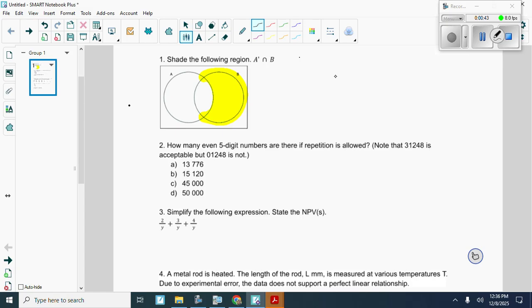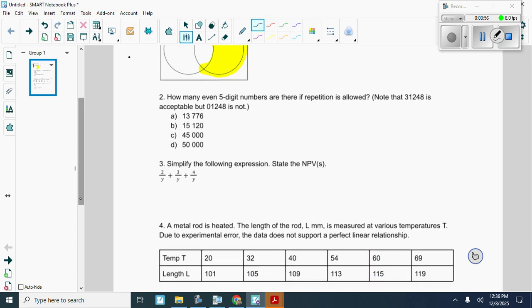How many even 5-digit numbers are there if repetition is allowed? So they even gave you a hint. It can't start with 0, because otherwise it wouldn't be a 5-digit number. So it can't be 0. It can be everything else, and it says even, so we've got 0, 2, 4, 6, and 8. So there's 5 options there. There's 9 options there. Repetition is allowed, so 10, 10, 10. So it should be 45,000.